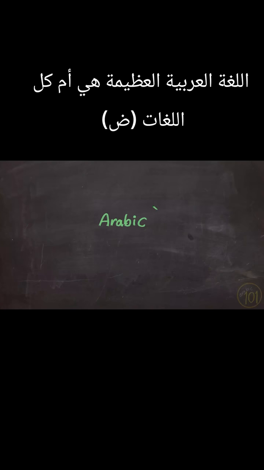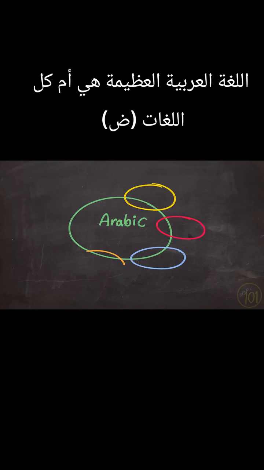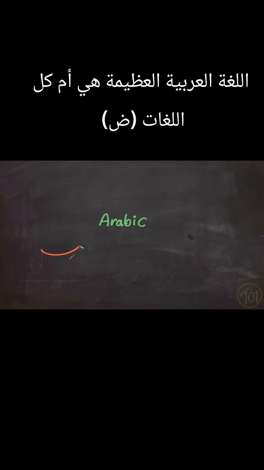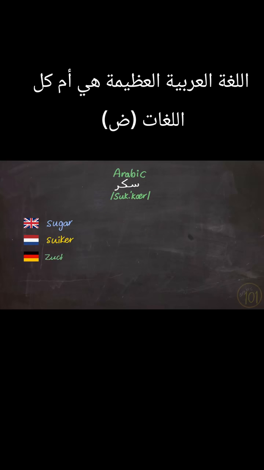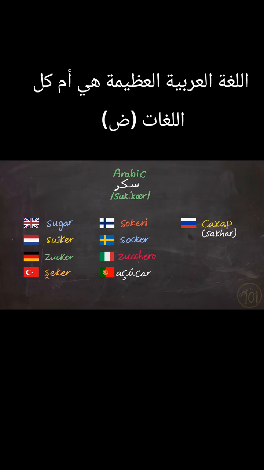Have you ever noticed that almost all languages share something with Arabic? The most famous example for that is the word sukkar, sugar. And as you can see, this word exists almost identically in so many languages that come from different families and even ages. And they all sound similar, one way or another.